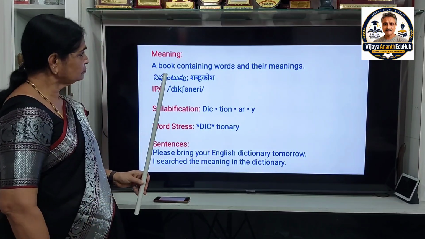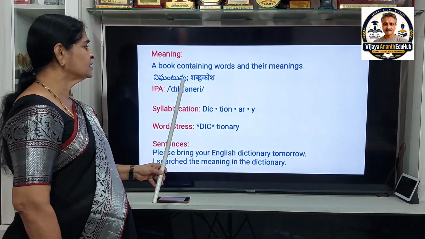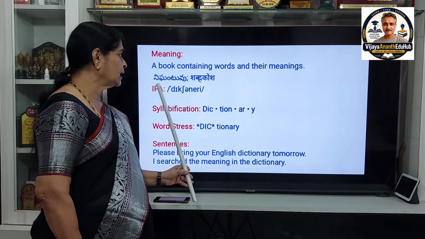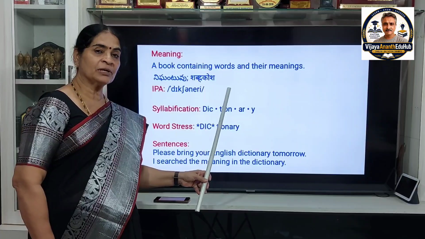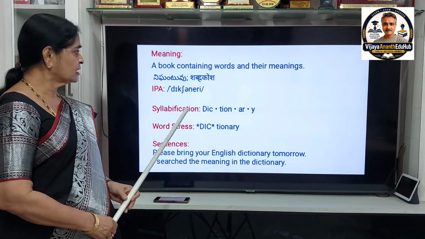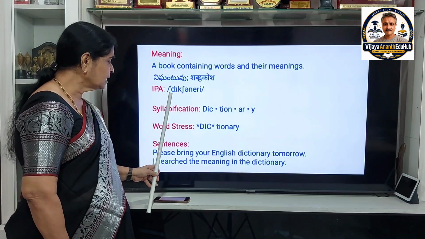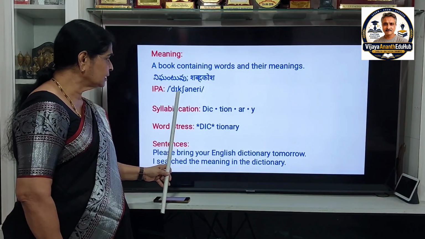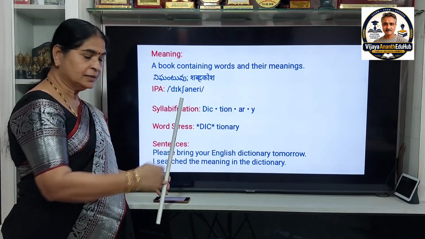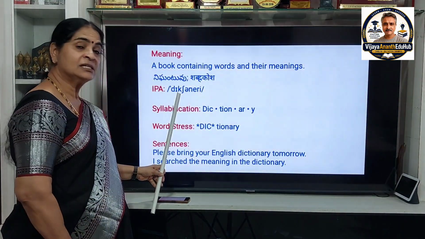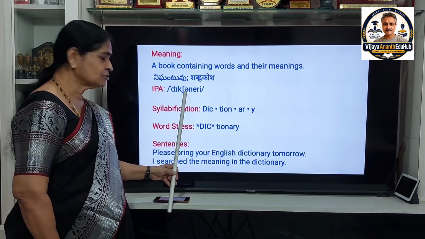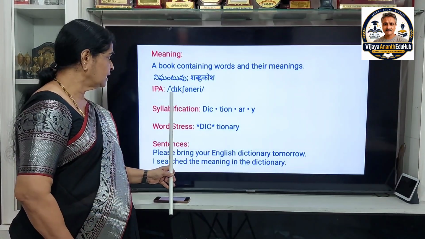In elaborate meaning, a book containing words and their meanings. In Telugu, it's called Nighantavu. हिंदी में इसको शब्दकोश बोलते हैं. And in the IPA script, there is a sound for da, sound for e, ka, sha. You can look at the symbol sha, just like an elongated s, but it sounds sha. So diksha is a weak vowel, a very little sound.